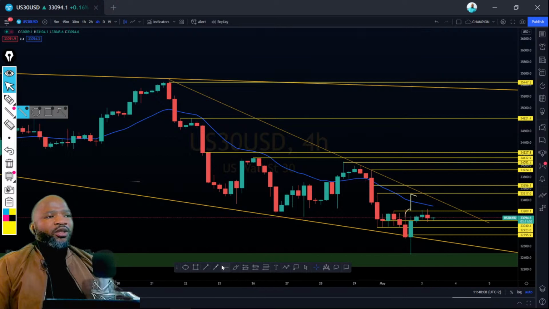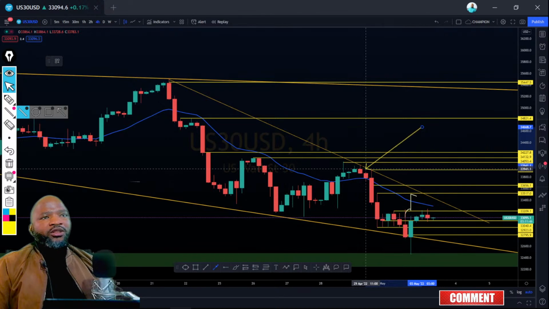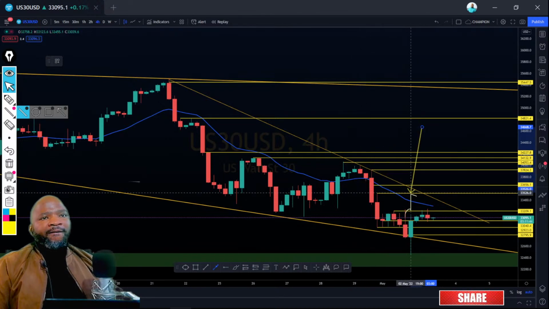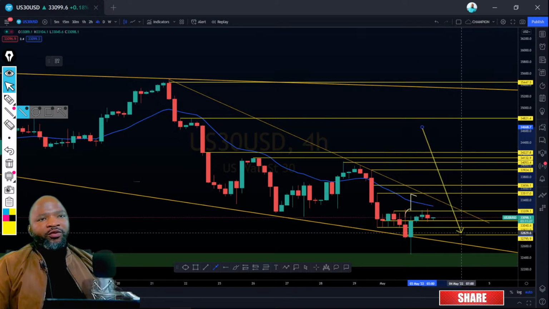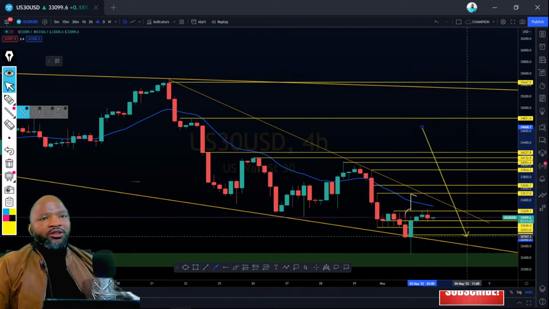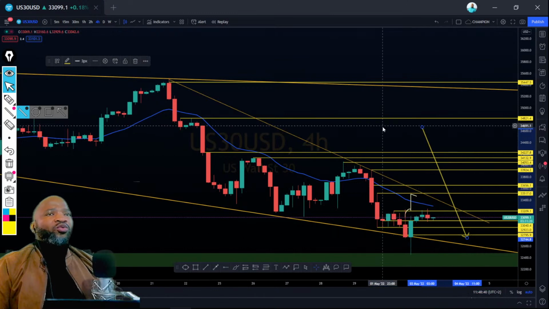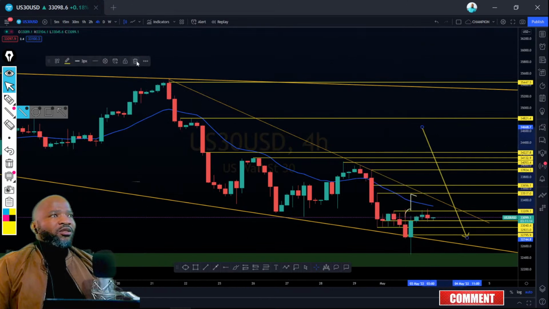Okay, what we can wait and see, what we can look out for is the price respecting this level right here. Maybe we can see our price push towards this diagonal resistance. If the price respects the level and makes a key point or turning point right here, we could have our price push towards this diagonal support zone and it will break towards the downside. I hope that makes sense to you guys.